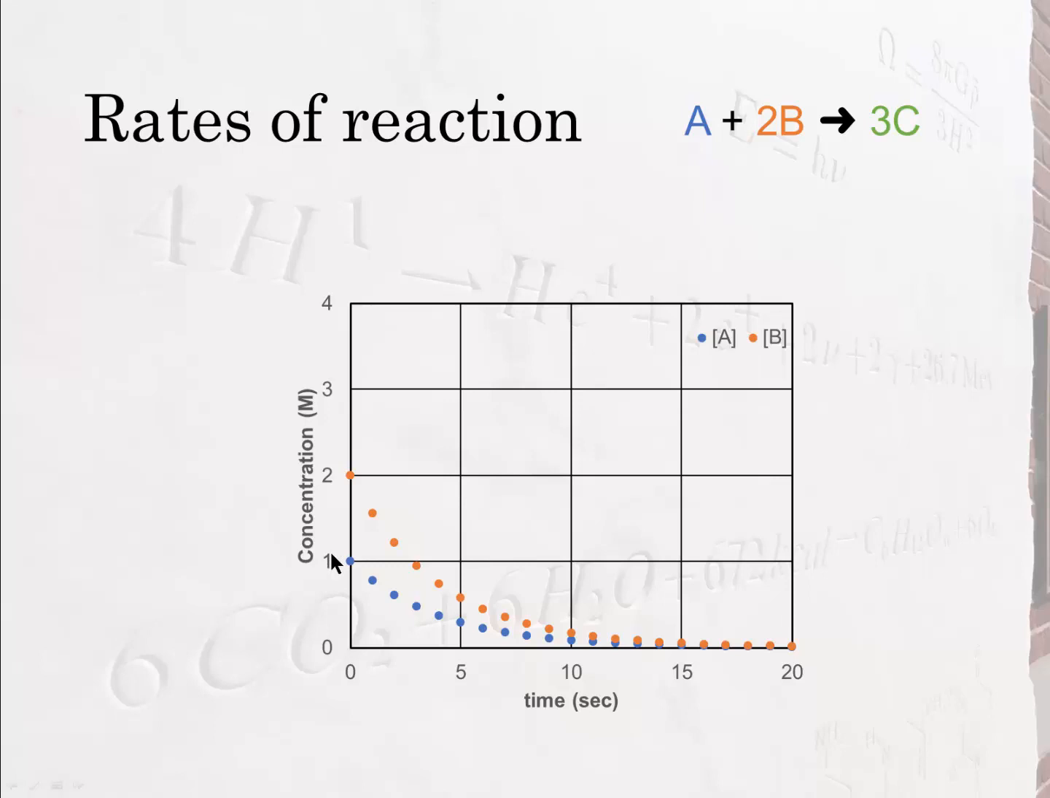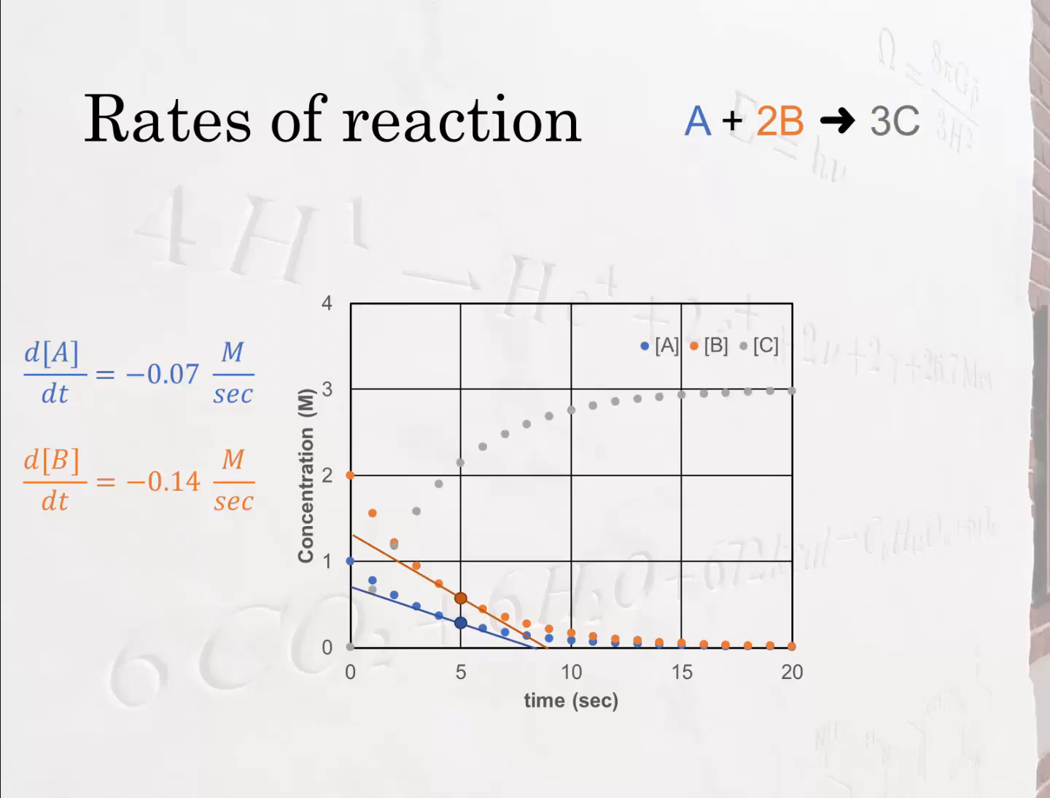Let's see how this stoichiometry affects the rate of change of each reactant. We'll pick 5 seconds and determine the instantaneous rate of change for both species at this point. dA/dt is negative 0.07 and dB/dt is double that at negative 0.14 molar per second. And this makes sense. B must be consumed at twice the rate of A because twice as many moles of B are used during the reaction.